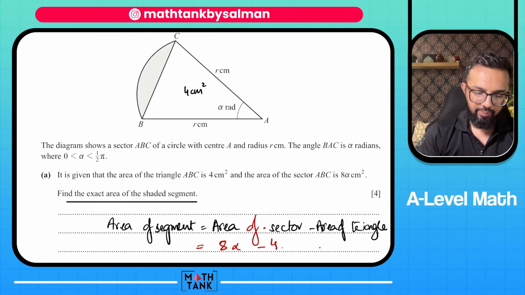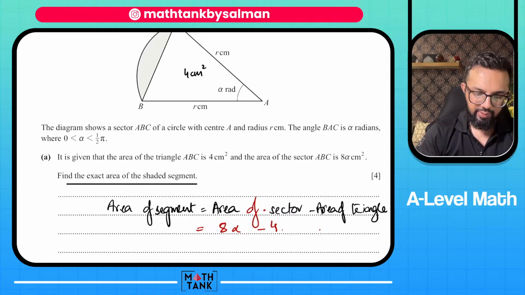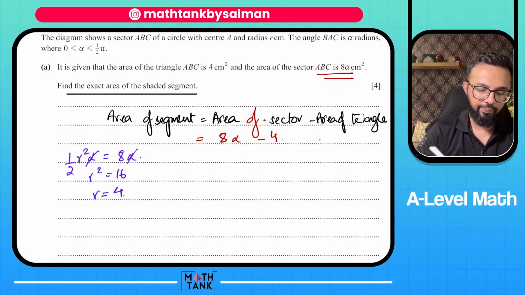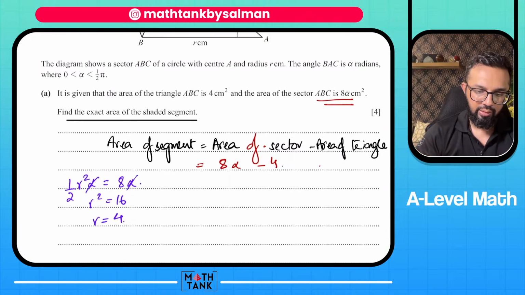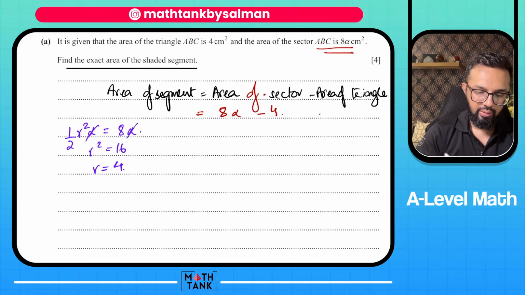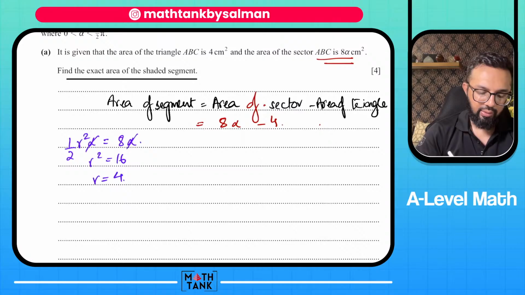Shows this. The angle BAC is in radians. Okay, so I think alpha has to be calculated. So half r square alpha is 8 alpha. So r square is 16 and r is 4. Okay, and the area of the triangle, so half r square sine alpha is 4.